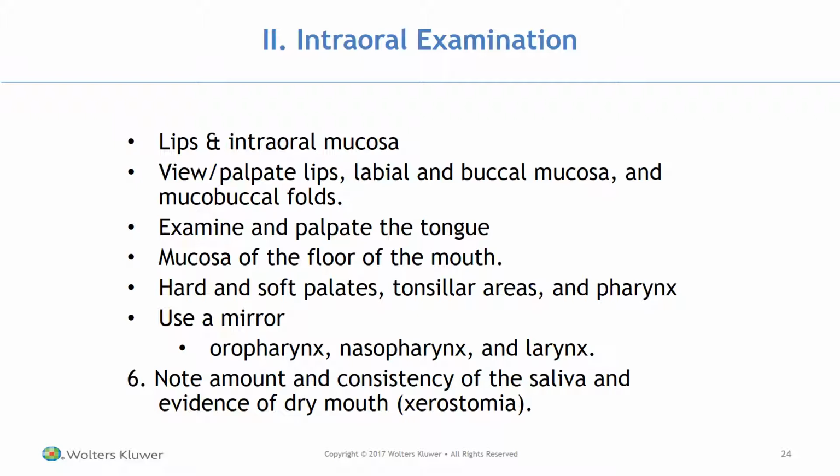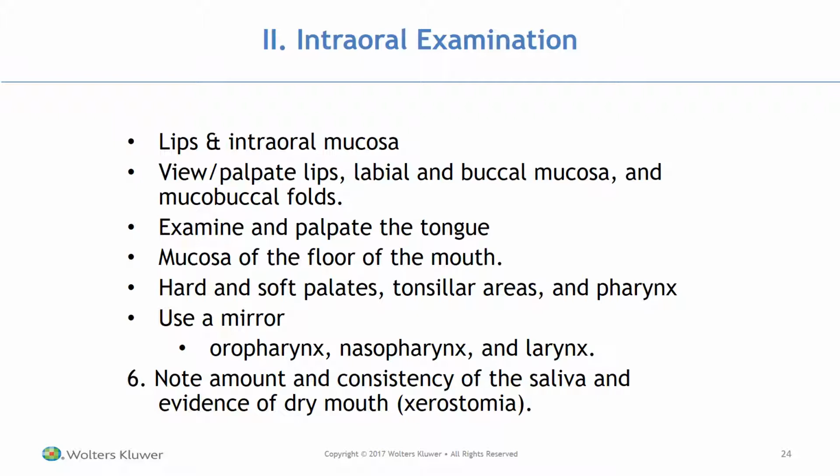All right, our intraoral exam. Make a preliminary examination of the lips and intraoral mucosa by using the mouth mirror or the tongue depressor. So initially, you're just going to do a really brief evaluation: can this patient be seen today? You know, if there's sores everywhere, no, right? So just do a really quick evaluation with the mirror.